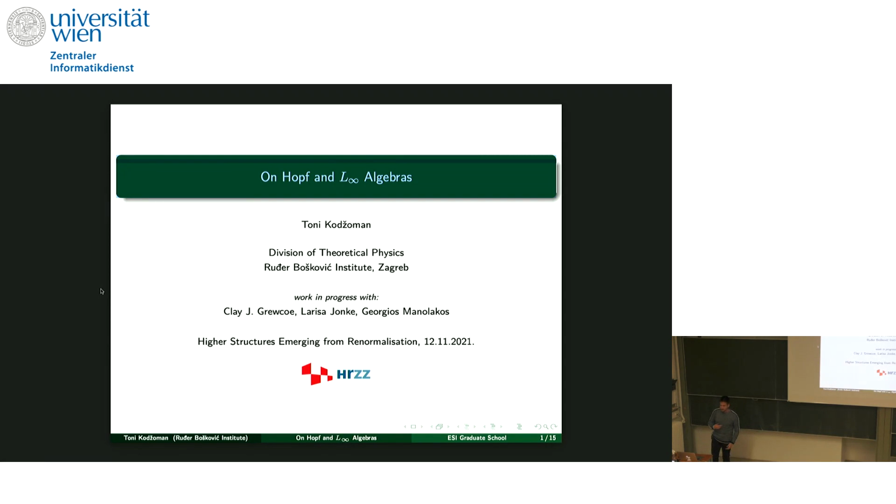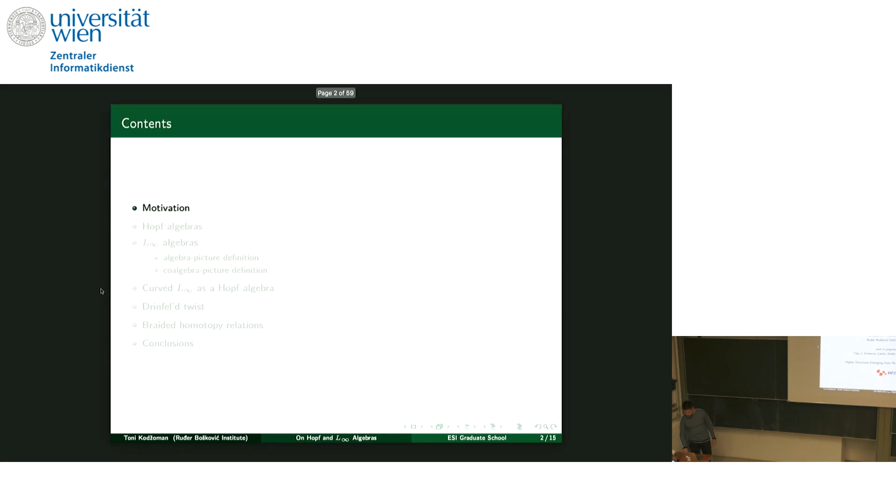We've already heard a bit about Hopf algebras these days, so the introduction will be fairly short. And after that, I will tell you what these L-infinity algebras are and hopefully relate the two in an interesting manner. So the outline of the talk is as follows.